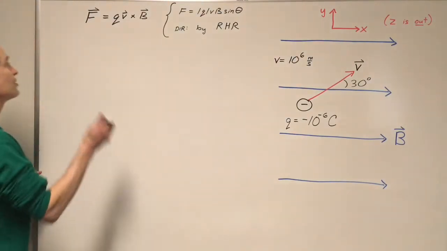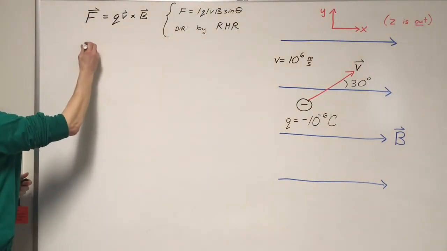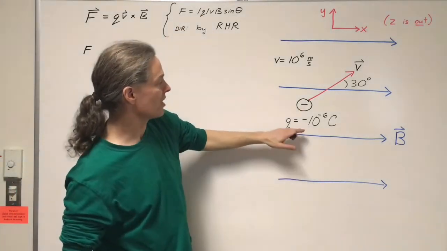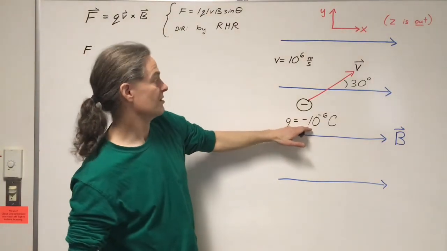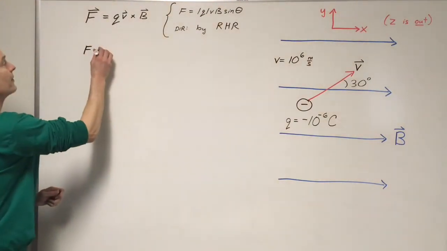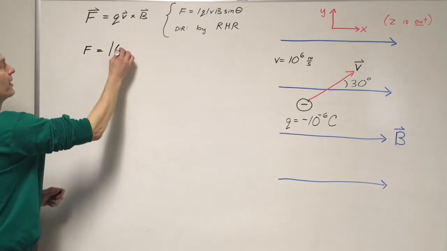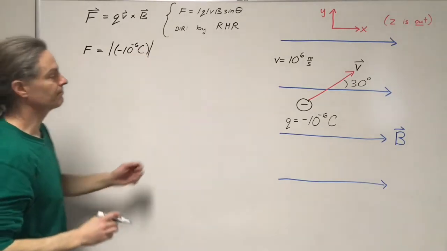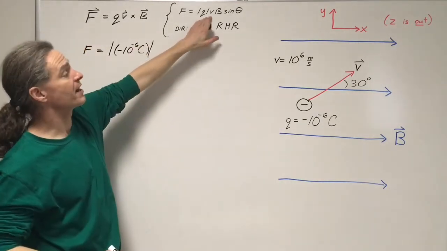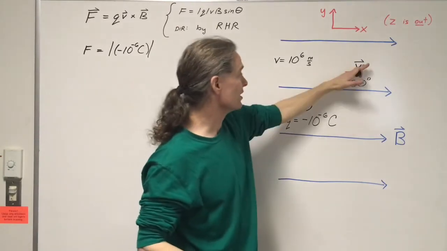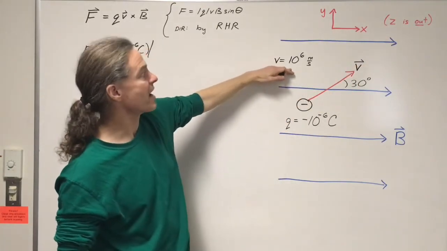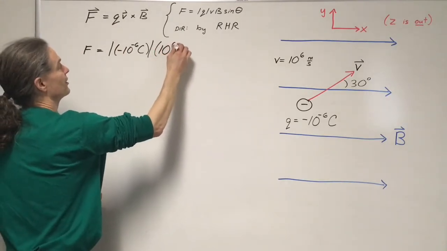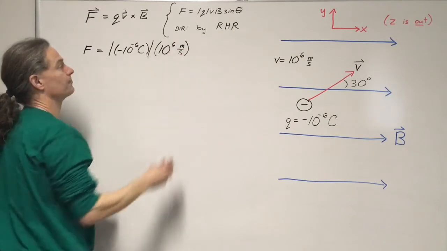All right, so for the magnitude of the magnetic force, I need the absolute value of the charge. Well, in this case, I've got a negative 10 to the minus 6 Coulomb charge. So I'll take the absolute value of that. We have the magnitude of the velocity. Well, I've got a velocity in this direction. I've indicated here that its magnitude is 10 to the 6th meters per second.